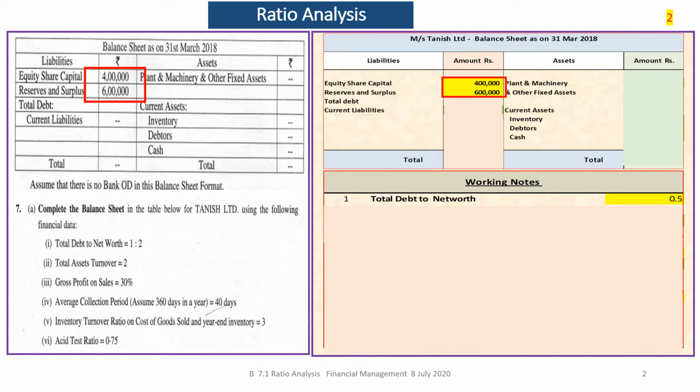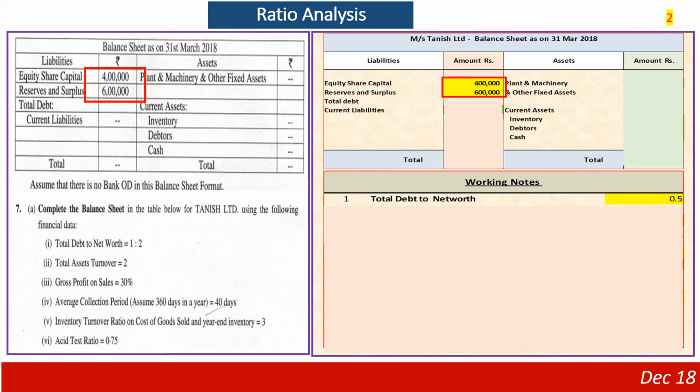In this presentation, we will be taking up a question that appeared in December 2018 and which is quite simple to solve. We have taken this up for the reason of standardizing the way we approach a problem.